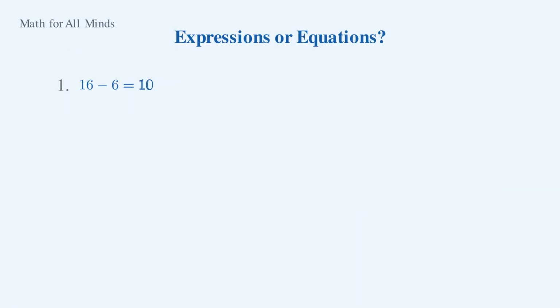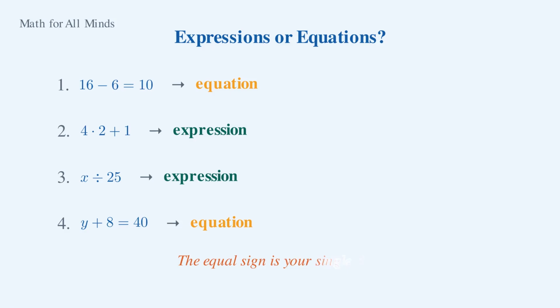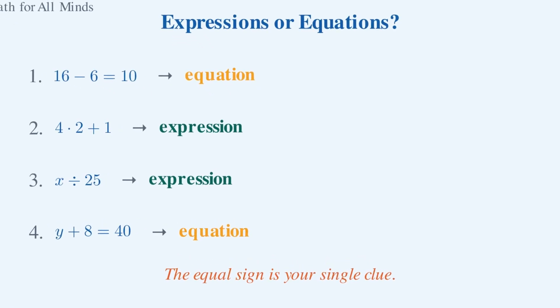Let's test it. Look at these four. Which are expressions and which are equations? Hunt for the equal sign. Number 1 is an equation. Number 2 is an expression. Number 3 is an expression. Number 4 is an equation. The equal sign is your single clue.